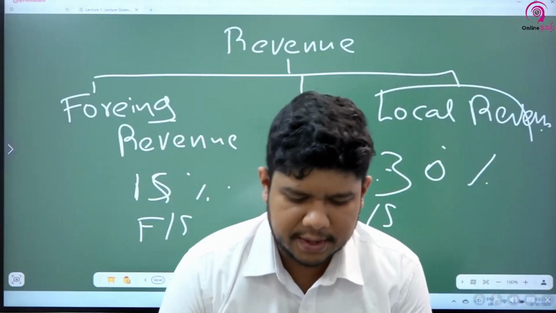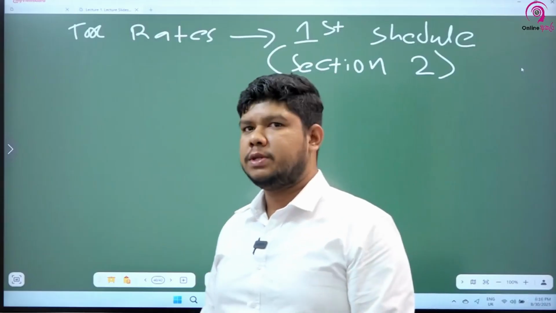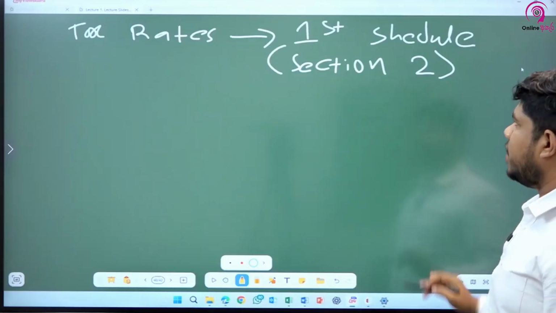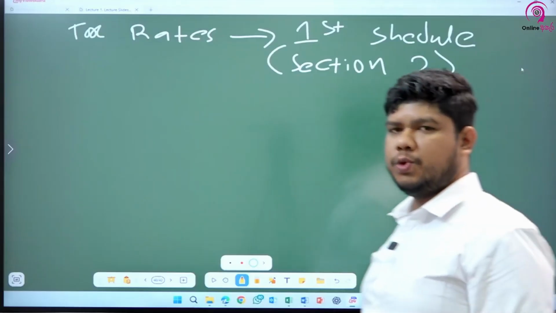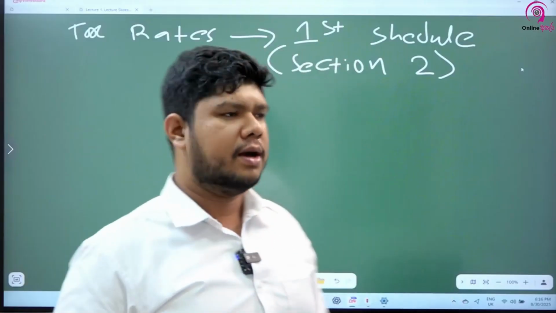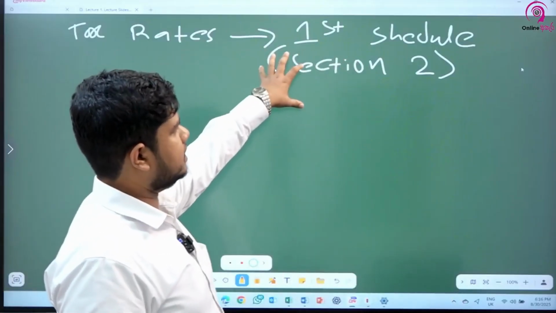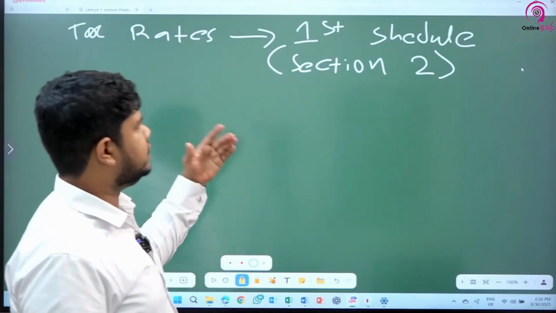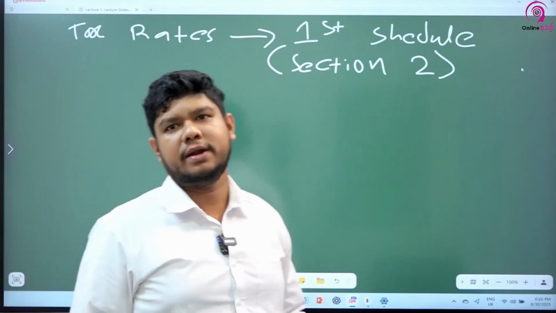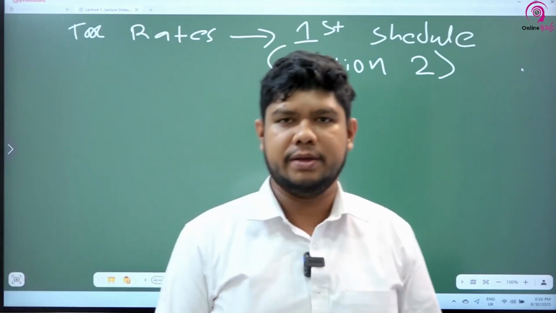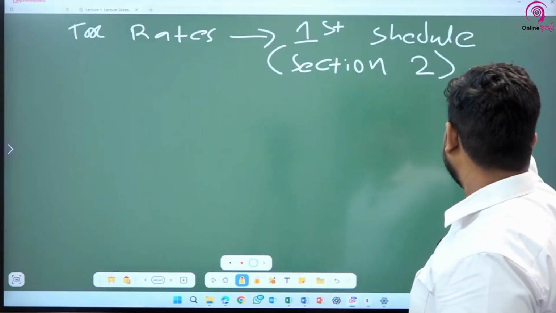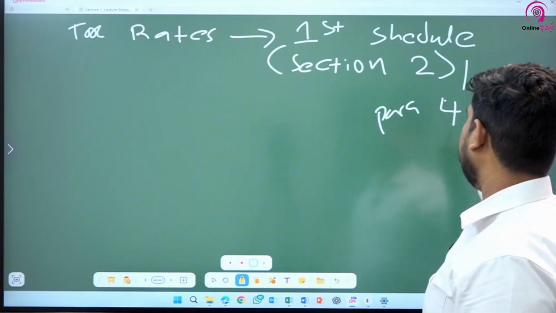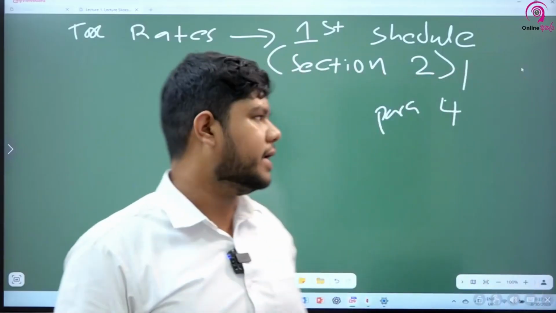I'll show you the relevant sections. So student, tax rates are governed under the first schedule. We learned that section 2, the charging section, says that gains and profit, taxable income, are taxed at the rates given under the first schedule to the Act. So the first schedule determines the rate of tax for a company. First schedule, item number 4, right? Para 4 says what the company tax rate is.